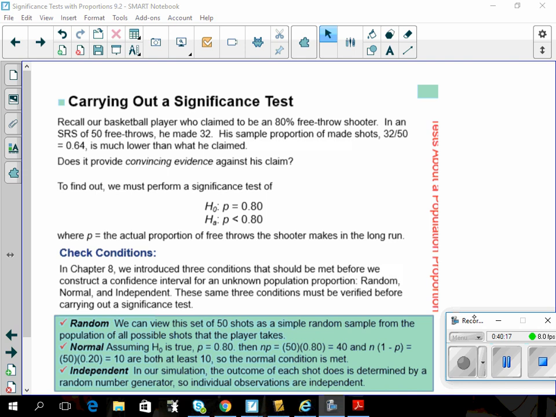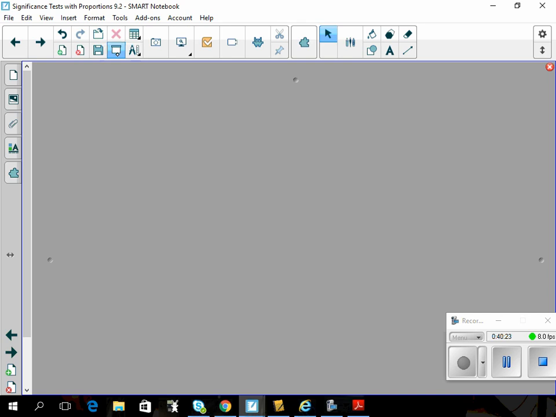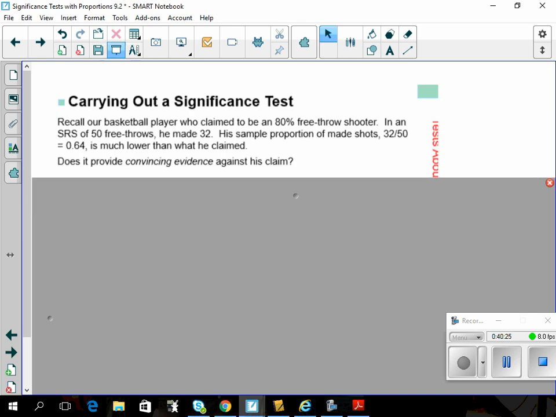Remember, we talked about the basketball shooter at the beginning of class. Let's go back to that example, okay? So recall our basketball player. I'm going to cover this up because you don't want to see all of it. There we go. Who claimed to be an 80% free throw shooter. In an SRS of 50 free throws, he made 32. His sample proportion of made shots, 32 out of 50, is much lower than what he claimed. Does it provide convincing evidence against his claim?